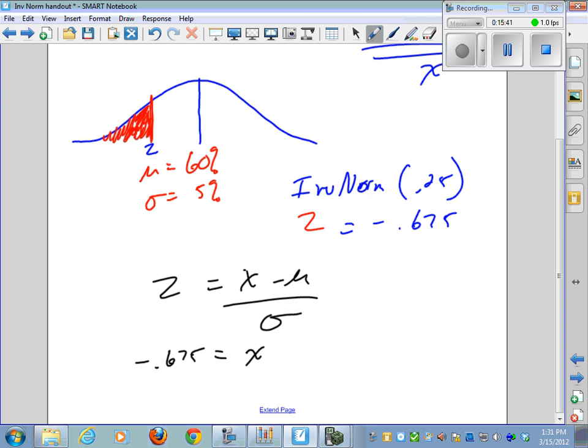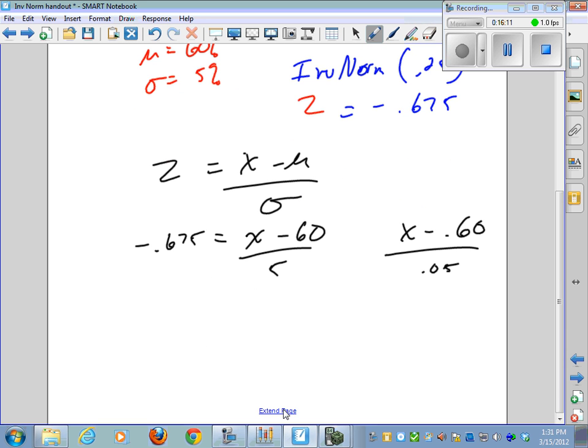Now, should I use 60 or should I use 0.6? 0.6. I'm wrong. Actually, the answer is it doesn't matter. As long as, if you put 0.6, your standard deviation has to be 0.05. Okay, so either will work. You can put minus 60 over 5, or if you want, you could go minus 0.60, but you have to go all over 0.05. Either one of those is fine. I like the whole number one. I'm sure you guys do too. How do you solve that little equation?